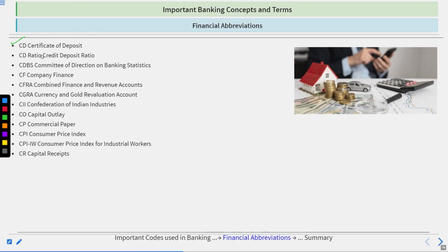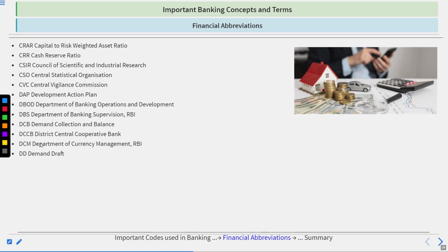Then CD, Certificate of Deposit; CD ratio, Certificate of Deposit ratio; CDBS, Committee of Direction of Banking Statistics; CF, Company Finance; CFRA, Combined Finance and Revenue Account; CGEA, Currency and Gold Revaluation Account; CII, Confederation of Indian Industry; CO, Capital Outlay; CP, Commercial Paper; CPI, Consumer Price Index; CPI-IW, Consumer Price Index for Industrial Workers; CR, Capital Receipts.